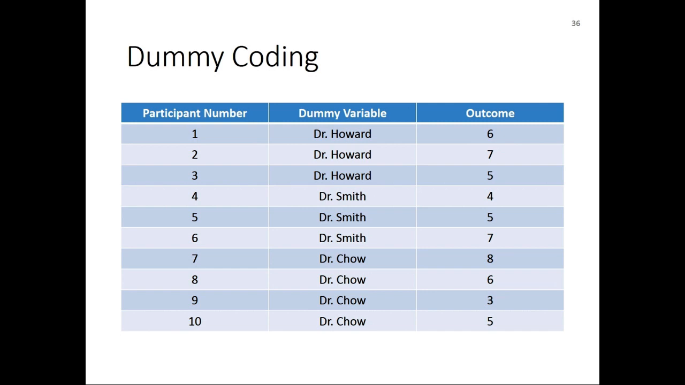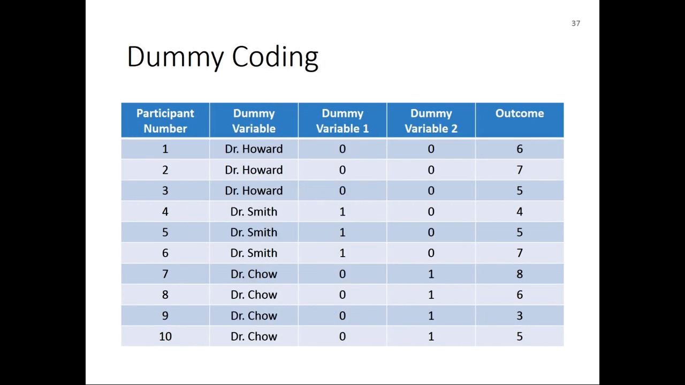Hopefully you said 2, and that would be correct. We make two dummy variables. So in our data set, we have Dr. Howard, Dr. Smith, and Dr. Chow. We would make two dummy variables, and we still code as 0 and 1. As I said before, one of these groups has to always be 0 across all these dummy variables. So which one did you want that to be?